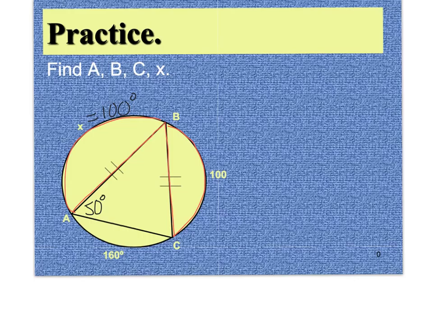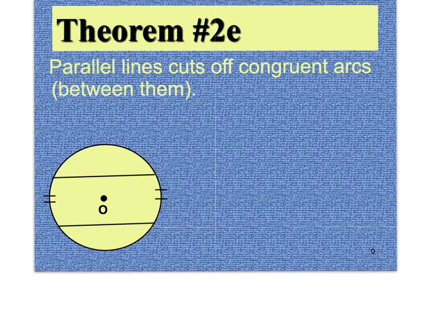Angle B intercepts arc AC. So 160 divided in half is 80 degrees. And angle C intercepts arc BA. So that's 100 degrees divided in half is 50 degrees. And I already knew that this was 50 degrees anyways, because these two sides are congruent, and opposite congruent sides are indeed congruent angles. For this theorem, 2E, parallel lines cut off congruent arcs.